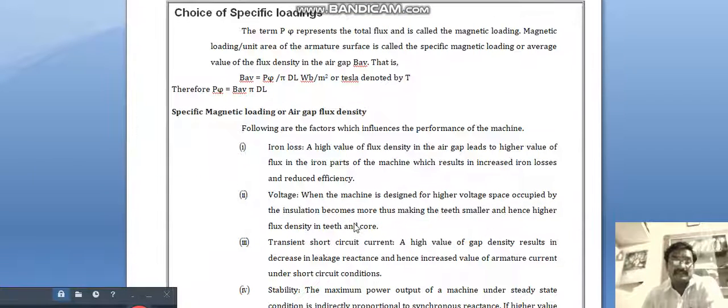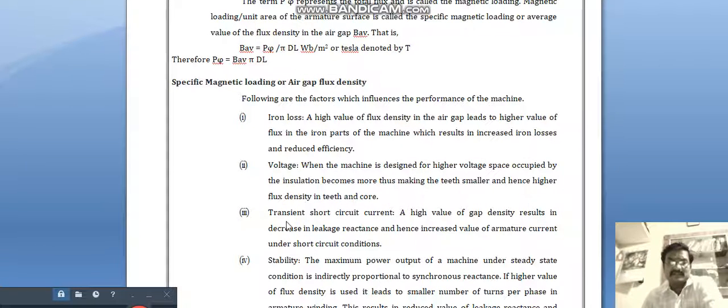Next one, voltage. When the machine is designed for high voltage, the space occupied by the insulation becomes more, making the teeth smaller and hence giving higher flux density in teeth and core. If the machine works with high voltage, then the insulation needs more space. At that time, what will happen? The flux density in the teeth will be high, and that also causes losses.